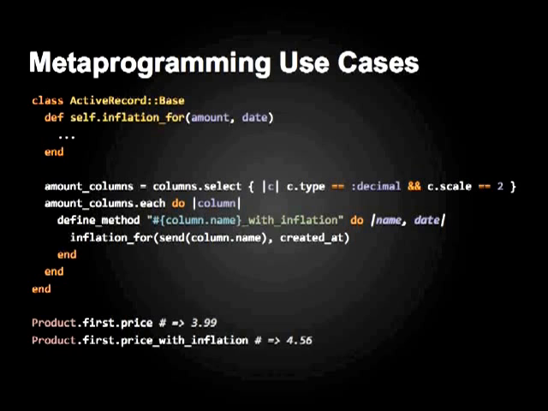Oh, and also, if you're wondering for define_method, how would you actually define a method that takes arguments? You can create the block variables, and so in this case, you would take the name and the date. But for this particular instance, since we're just querying the database, we don't need it. But that's how you would do it if you're wondering.